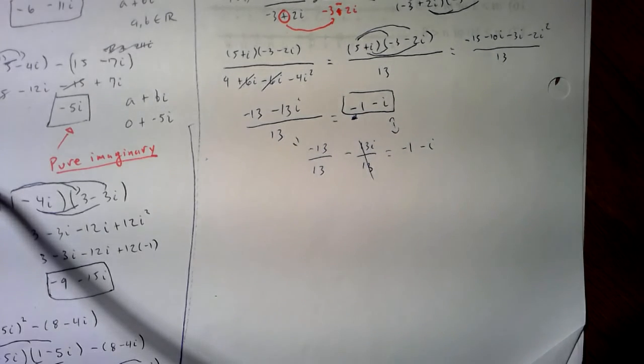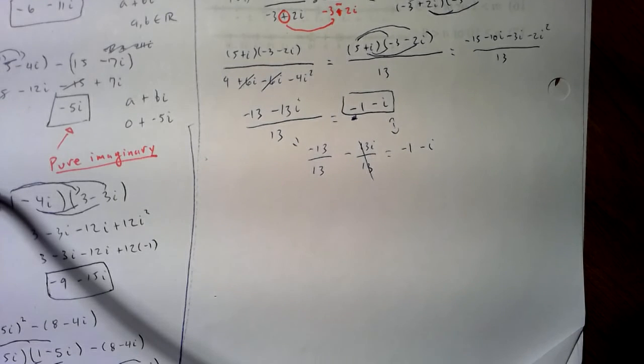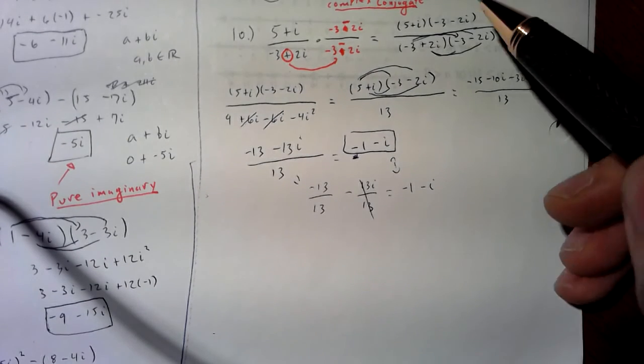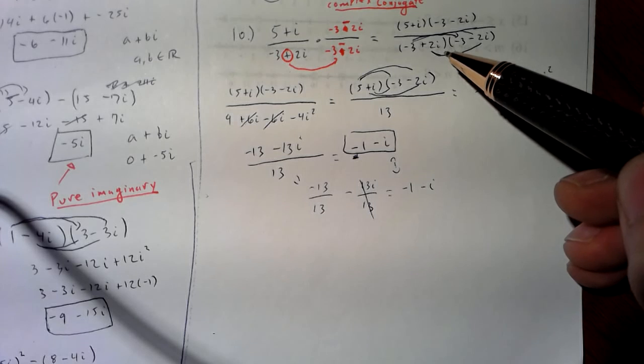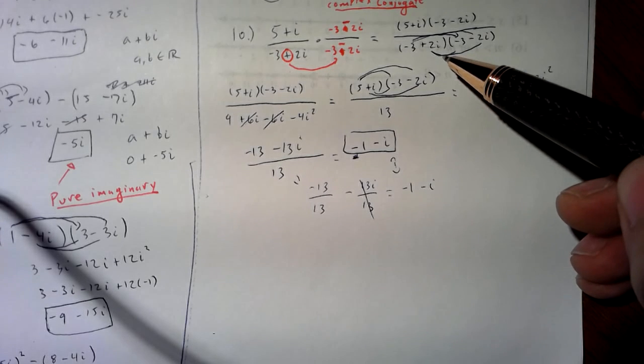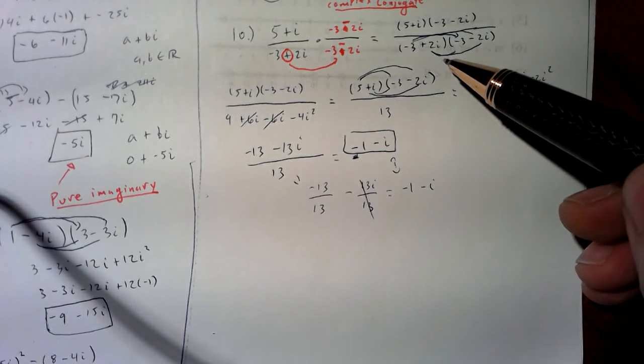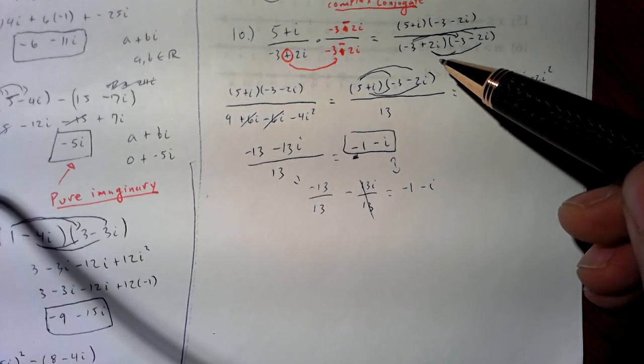Alright, so we got that. What number was that? Number 10, yes, that was number 10. Alright, so I'll let you practice the last two, 11 and 12, on your own. I'll give you a hint. For number 11, you'll be using the complex conjugate just like number 10. And for 12, you'll also be using the complex conjugate just like number 10. So for both of these, you'll be using the complex conjugate.